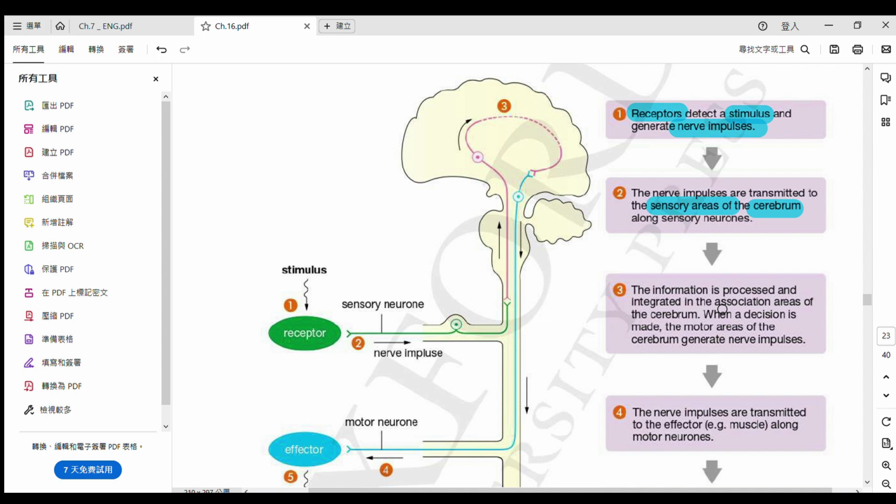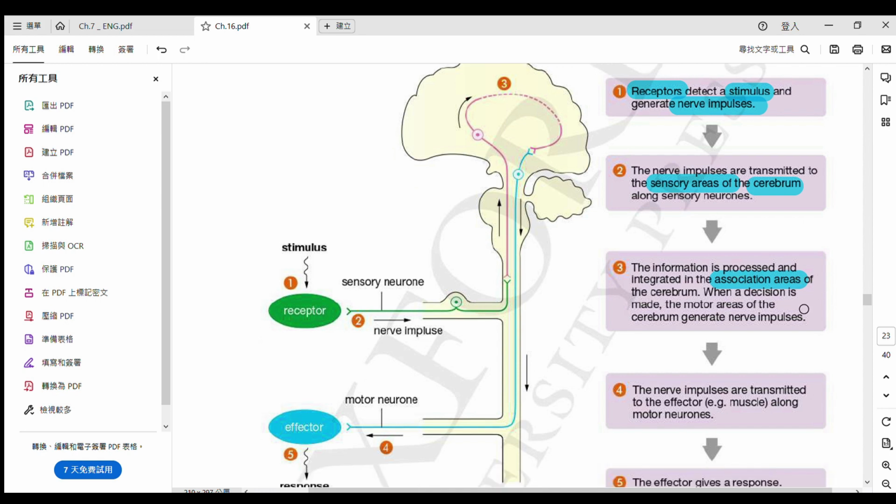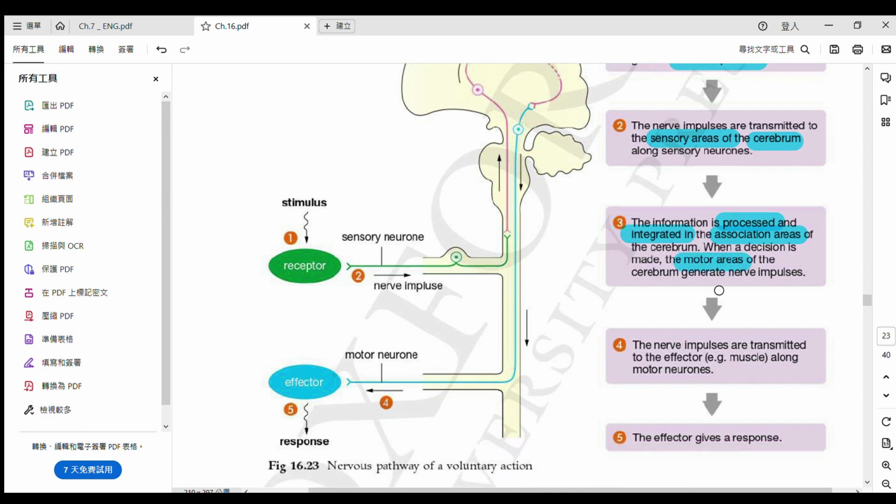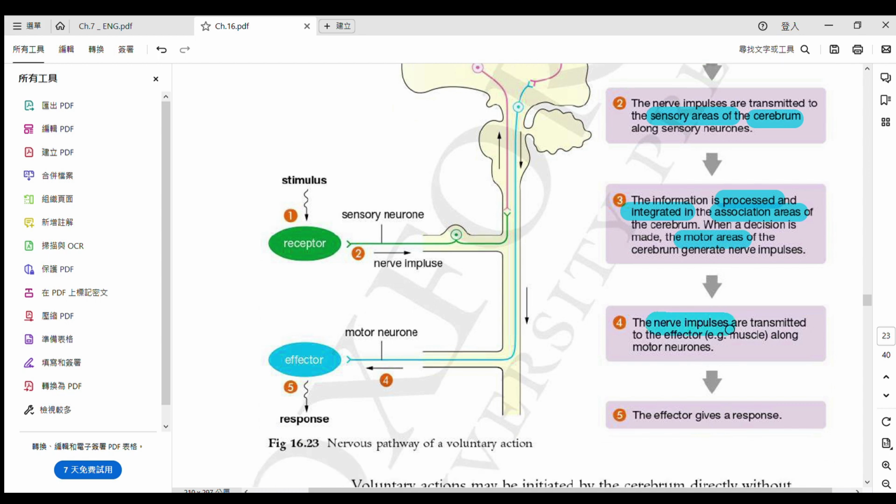So next, we're going to talk about the association area. What is being done in the association area? Your information is processed and integrated, and therefore you make a decision. After you make a decision, it will go to your motor area, and then the nerve impulse will be transmitted to your effector.